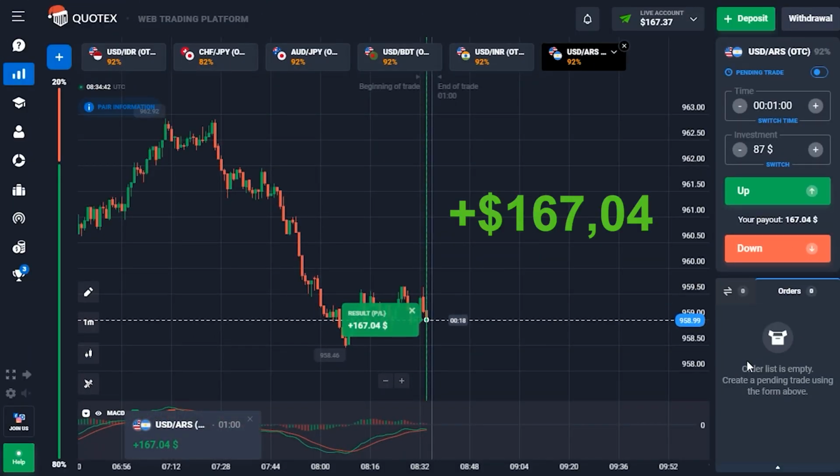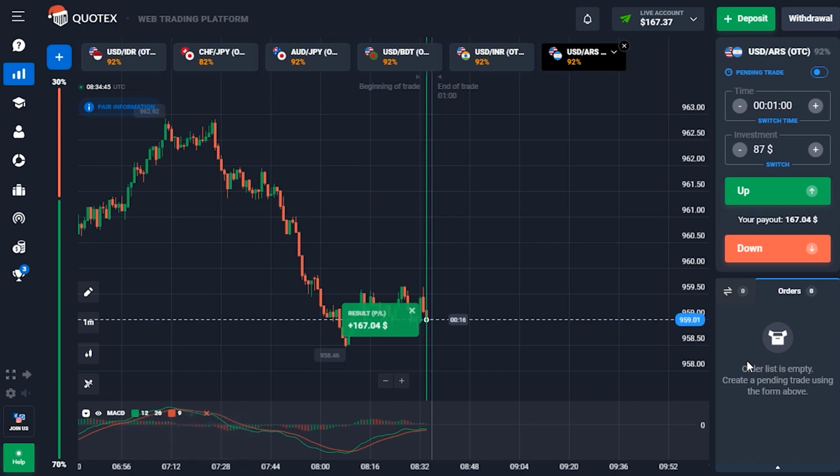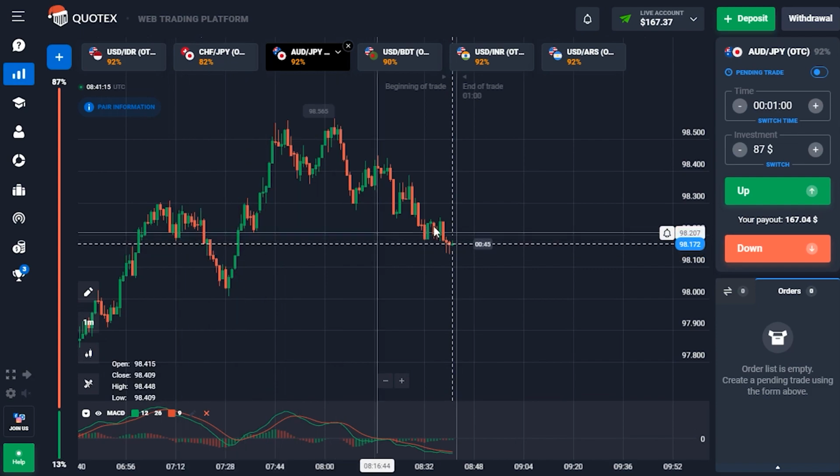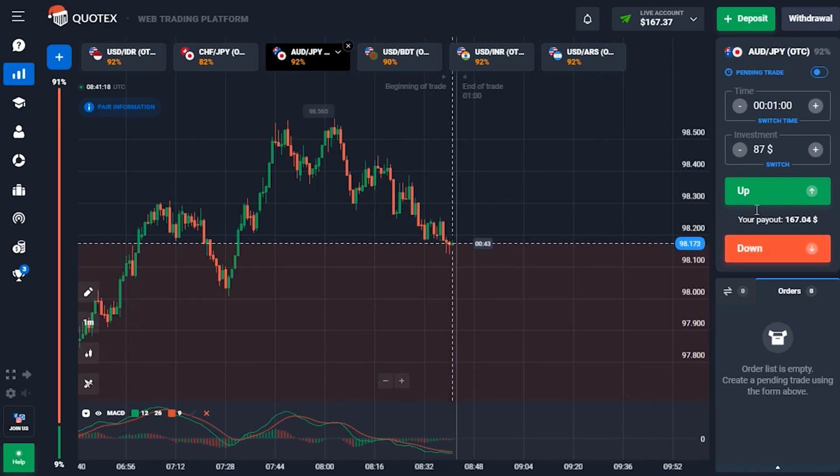Great! My first $100 for this trading session. As you can see, my balance is growing step by step, and I want to switch to the Australian dollar and the Japanese yen. Here we see that the price is now at the support level. According to the MACD indicator, we see a green histogram, so I change the investment and open a trade up.